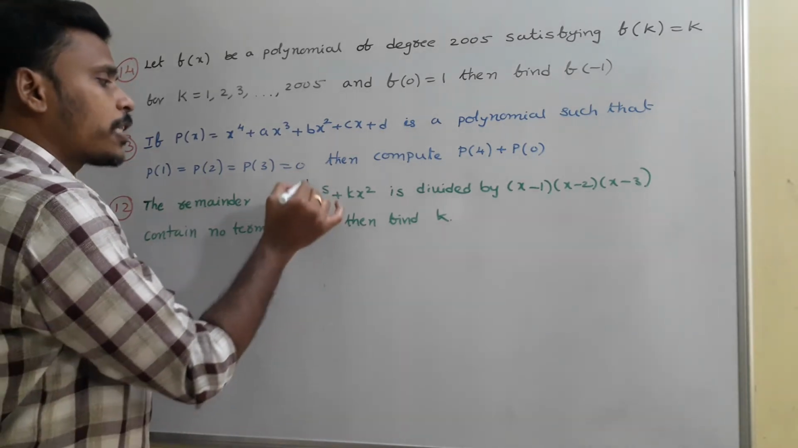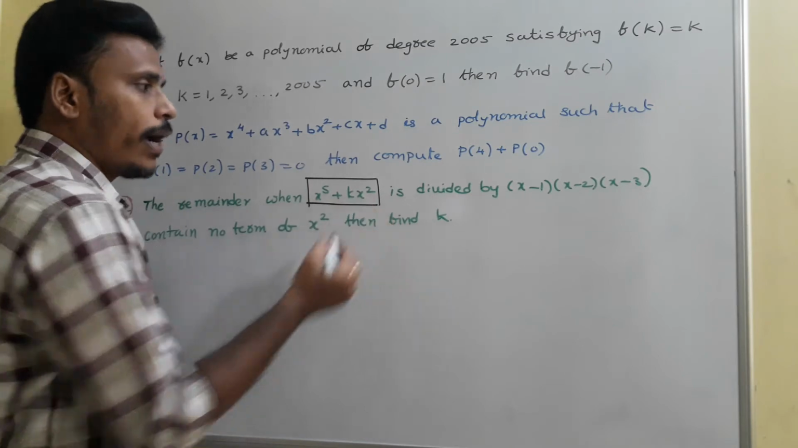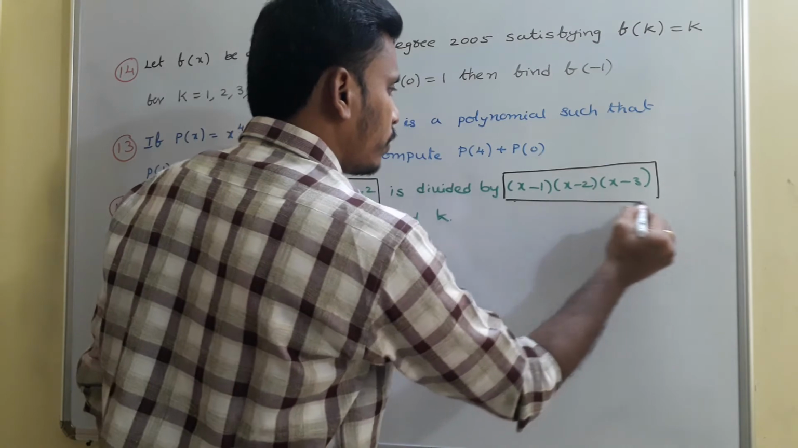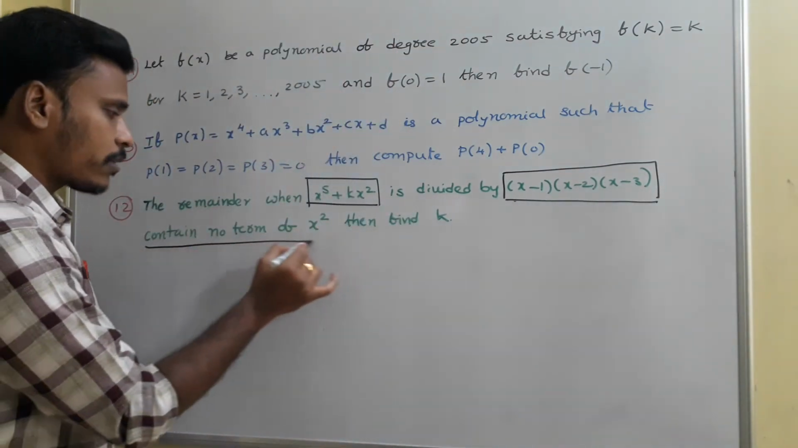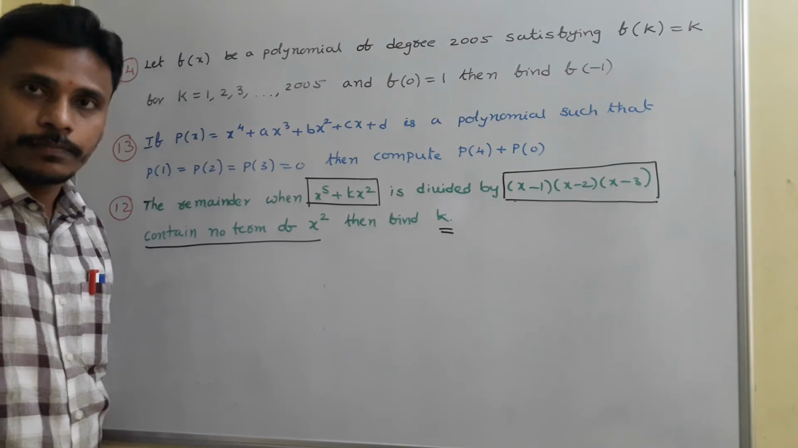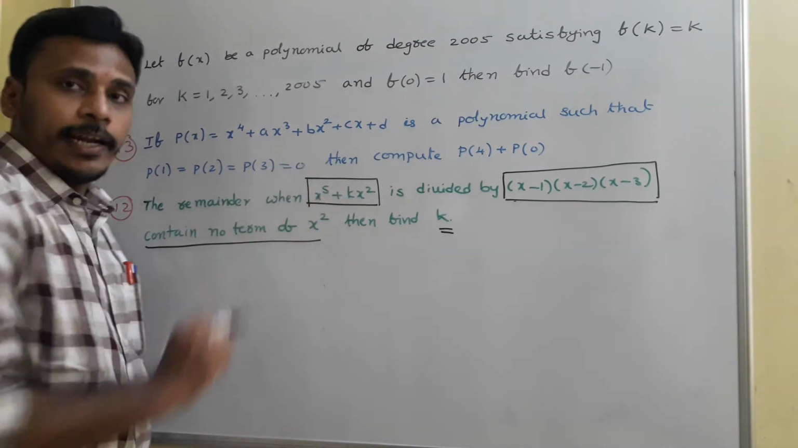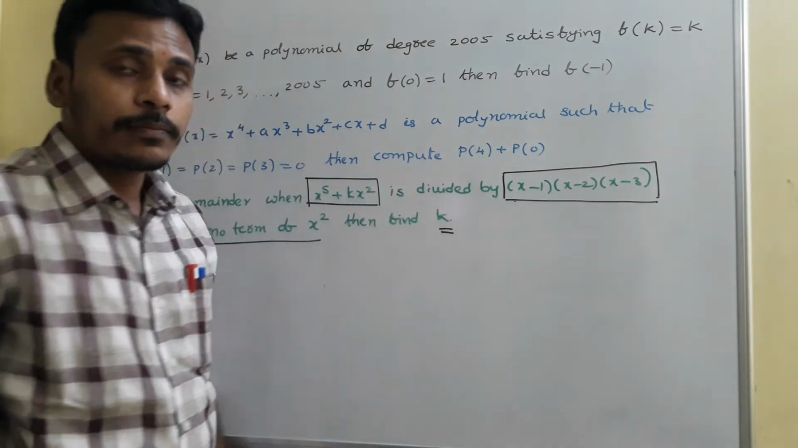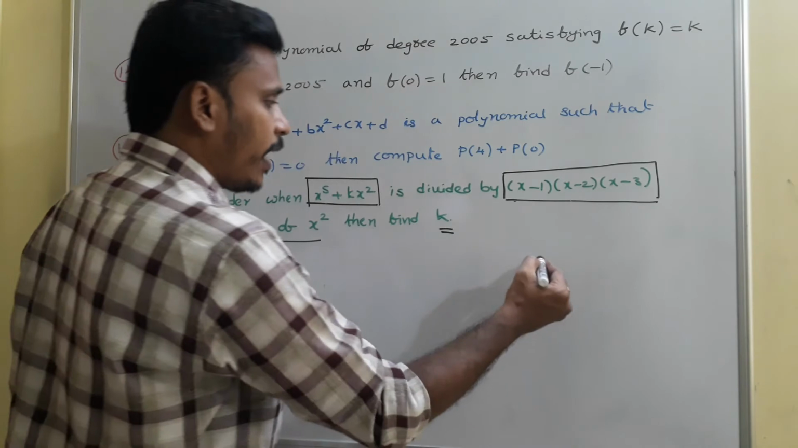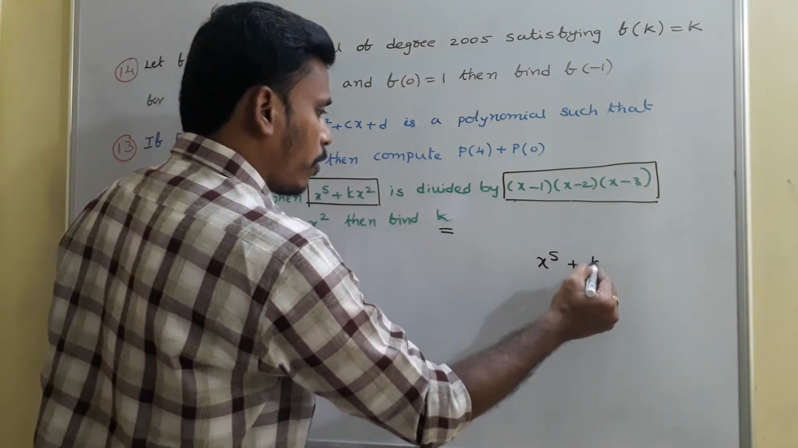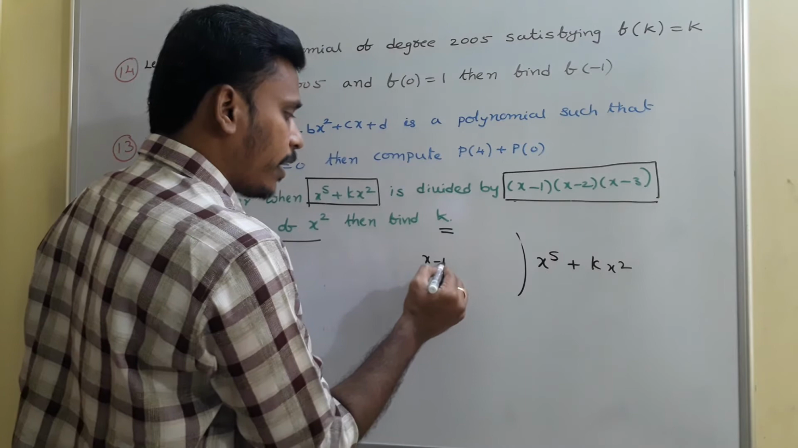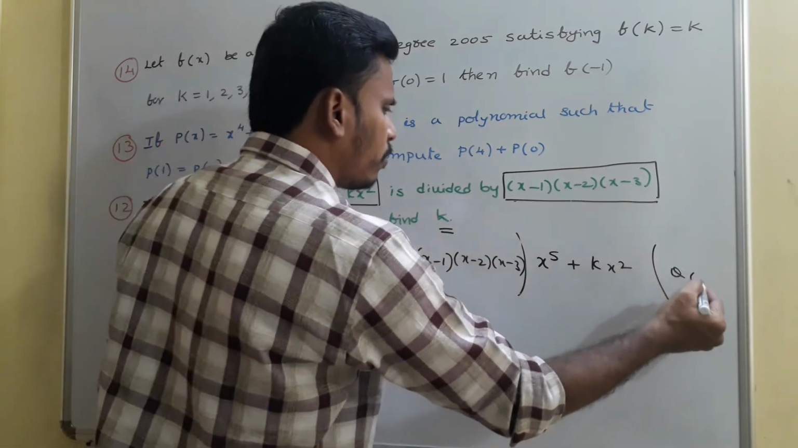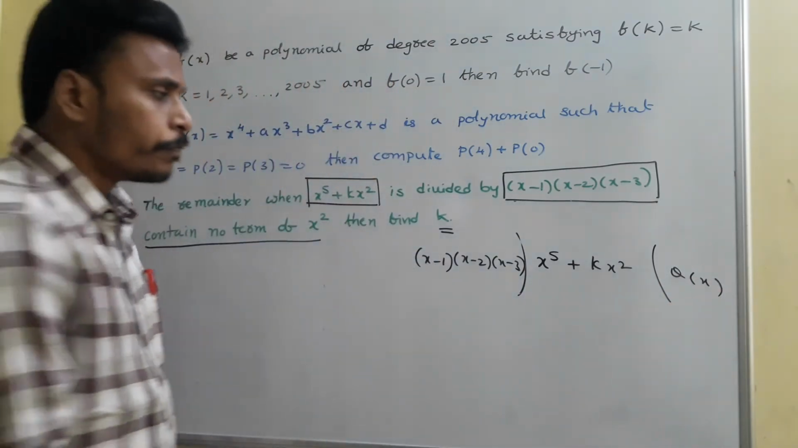The remainder when x power 5 plus kx square is divided by x minus 1 into x minus 2 into x minus 3 contains no term of x square, then find k. That's the question. See, this is the dividend and this is the divisor, since we are dividing with this. Just look at this divisor, it is of third degree. Actually, we are dividing x power 5 plus kx square by x minus 1 into x minus 2 into x minus 3, and we may get some quotient. Just take it as some q of x.